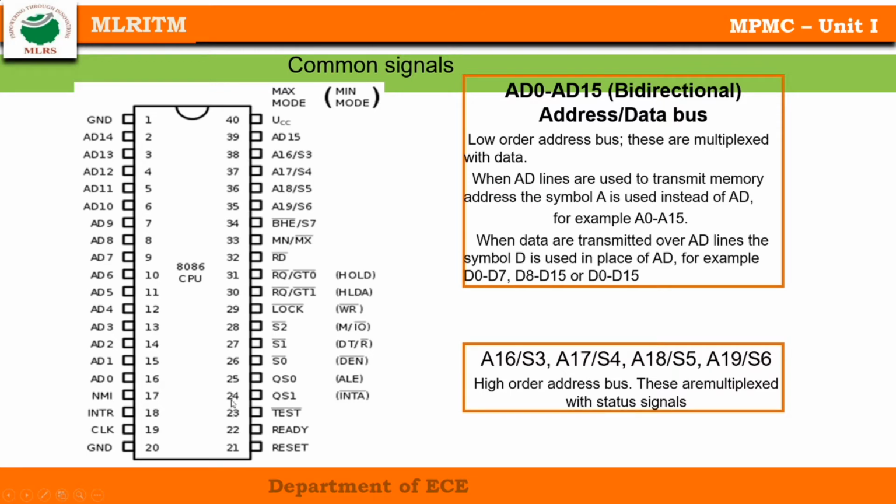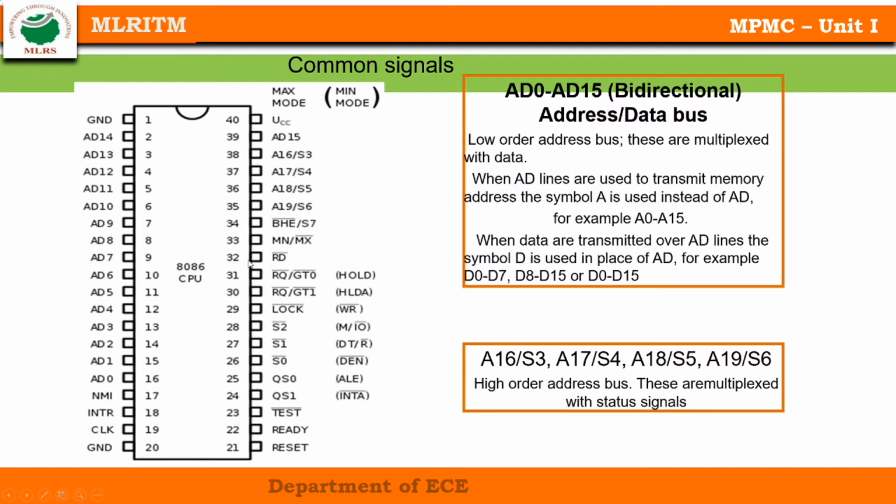Next, pin number 24 to pin number 31 work in minimum and maximum mode. In maximum mode, RQ/GT0, RQ/GT1, LOCK, S2, S1 and S0, QS0 and QS1 work, and in minimum mode, HOLD, HLDA, WR, M/IO, DT/R, DEN, ALE and INTA signals work.